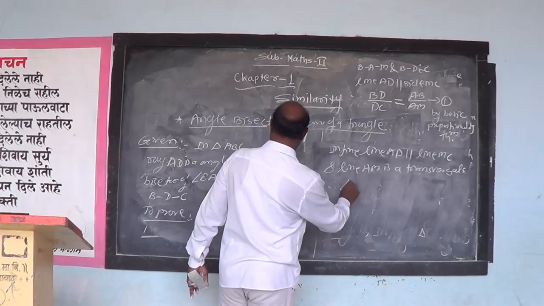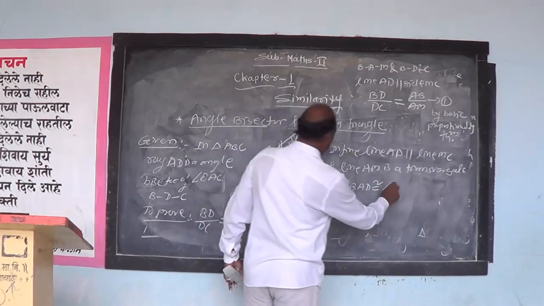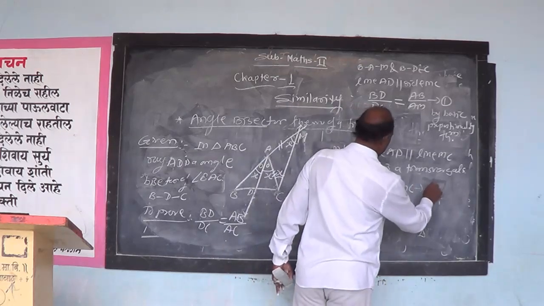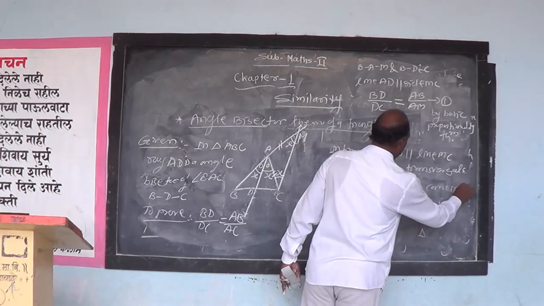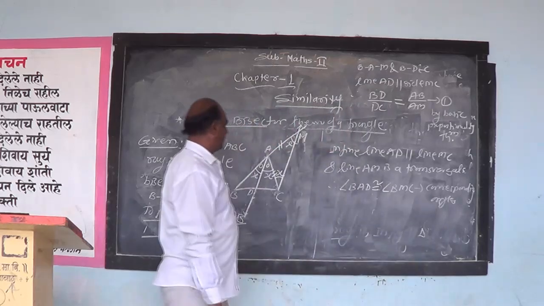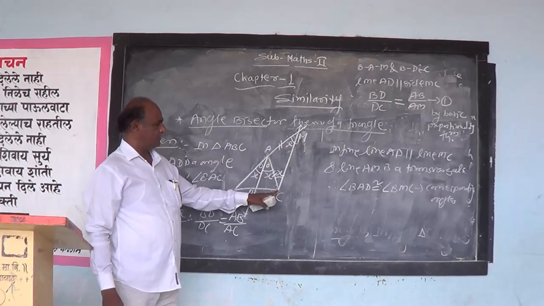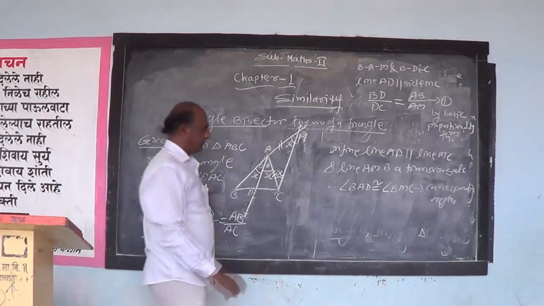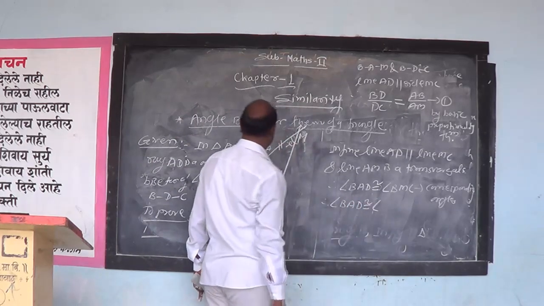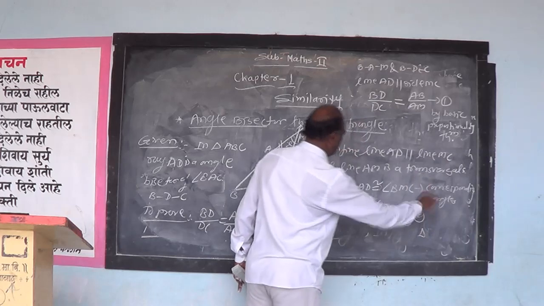Therefore, angle BAD is congruent to angle BMC, by the corresponding angles. But in the figure, angle BMC means angle AMC. The angle is the same but the name is different. Therefore we get angle BAD congruent to angle AMC. Denote this equation number 2.